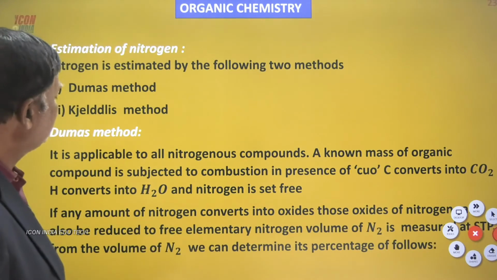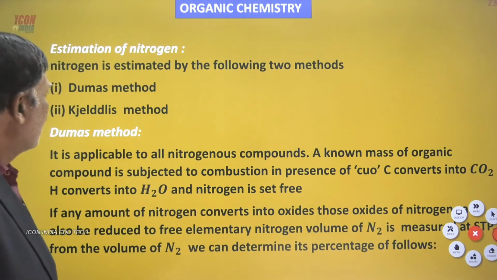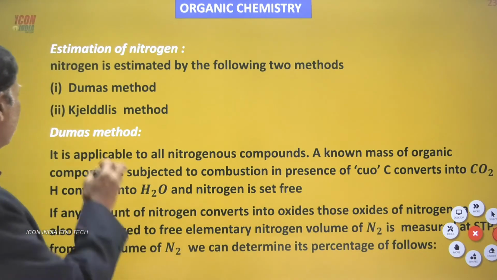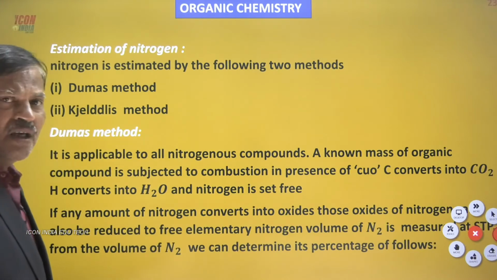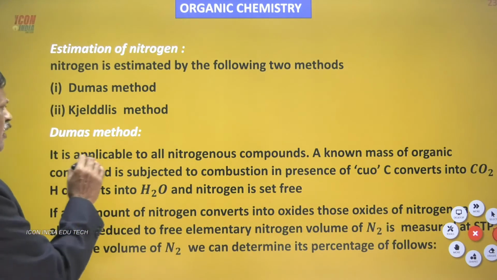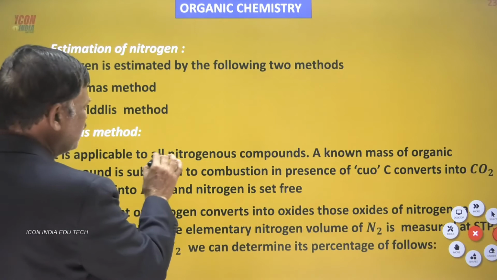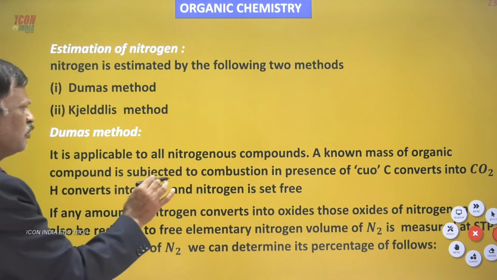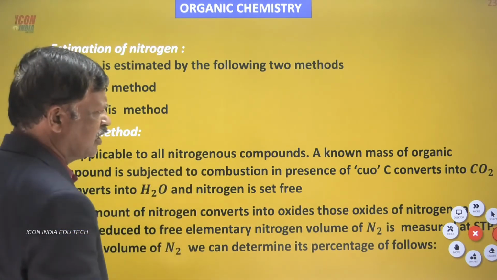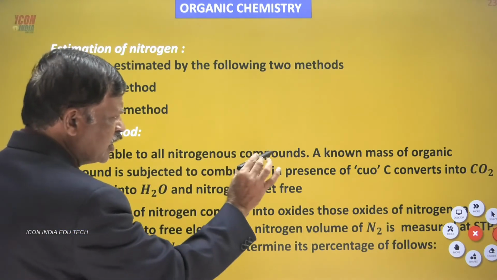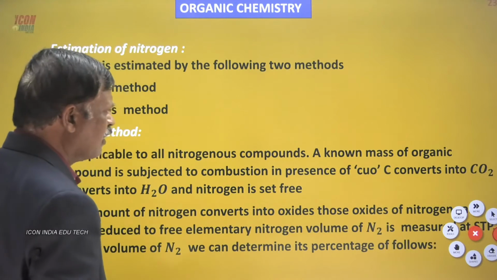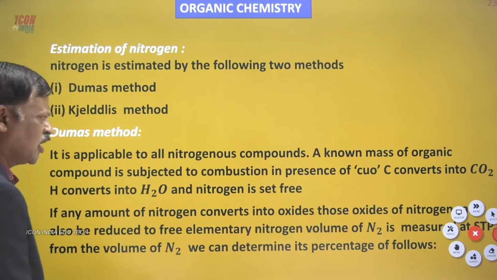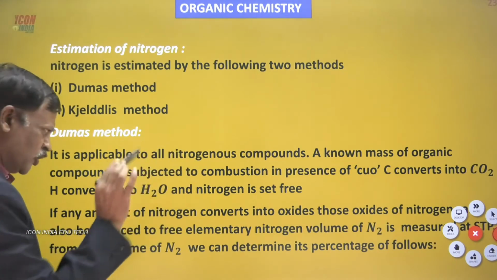Now estimation of nitrogen. Nitrogen is estimated by two methods, that is the Dumas method and Kjeldahl's method. The Dumas method is applicable to all nitrogenous compounds. A known mass of organic compound is subjected to combustion in the presence of CuO, copper oxide, so that carbon converts into carbon dioxide, hydrogen converts into water, and these two are removed.